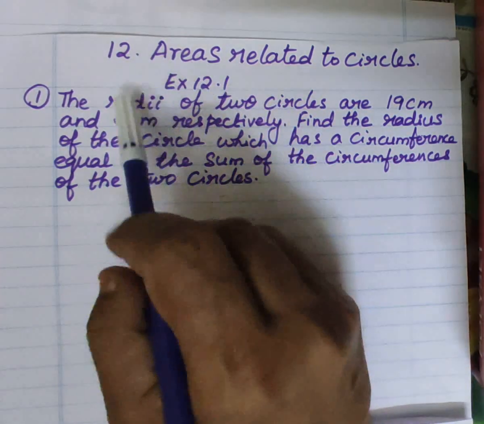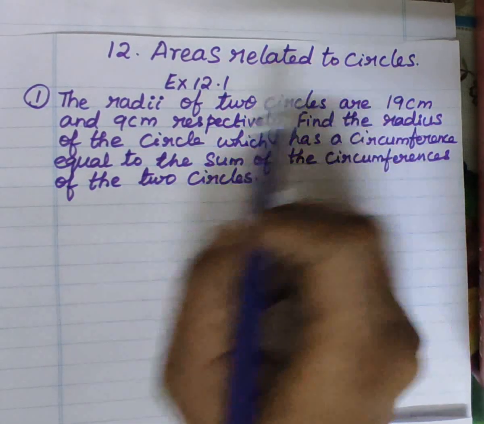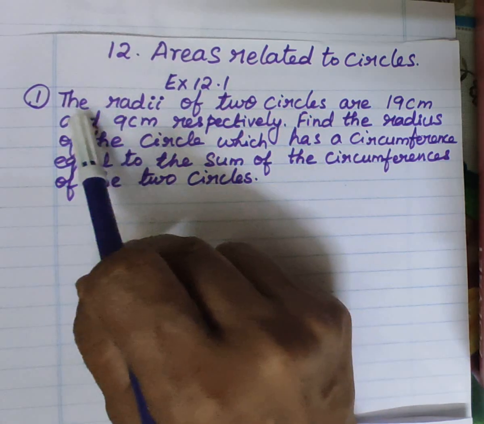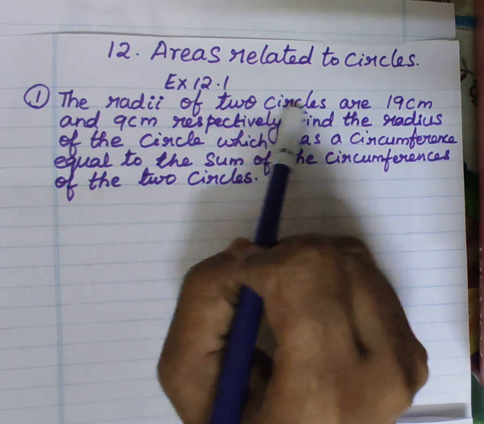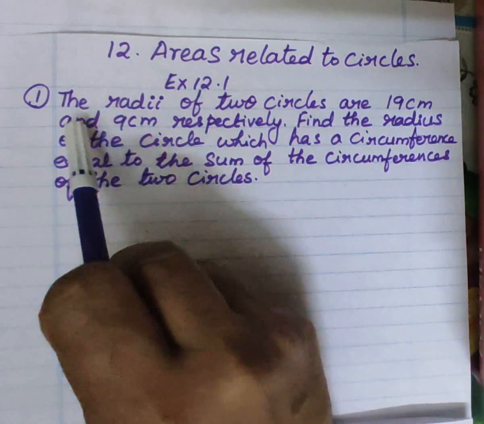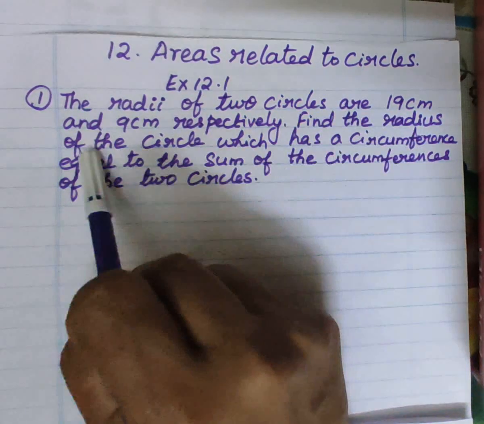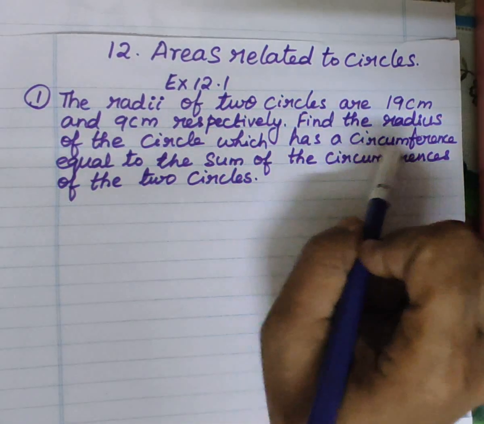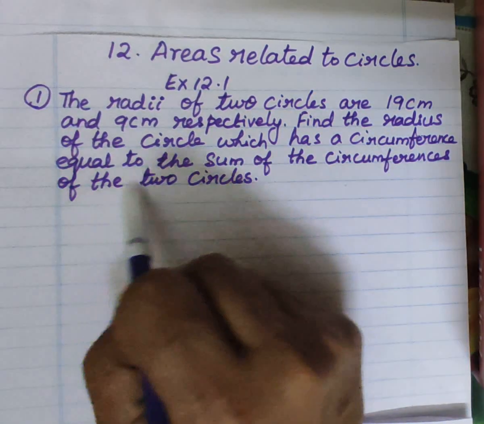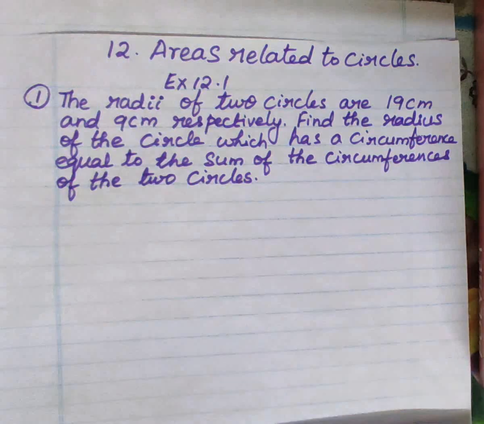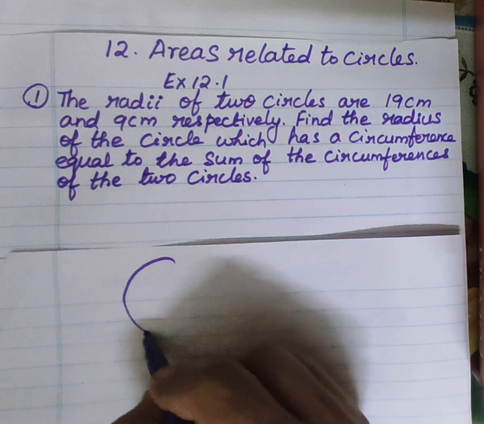Hello children, today we are going to look into chapter 12, areas related to circles, exercise 12.1, question number 1. The given question is, the radii of two circles are 19 centimeters and 9 centimeters respectively. Find the radius of the circle which has a circumference equal to the sum of the circumferences of the two circles.